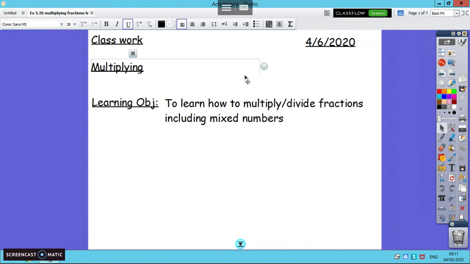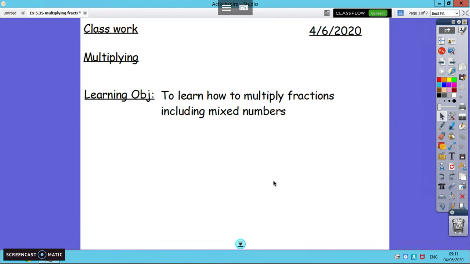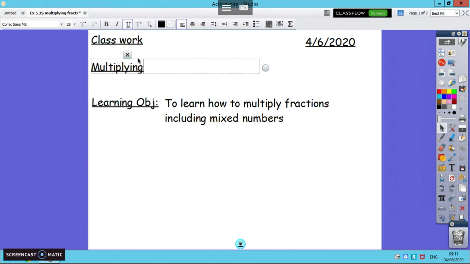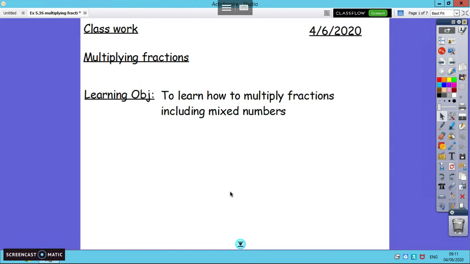So if I just get rid of that, and if I just get rid of that, then that's all correct. Okay, so we're just going to do multiplying fractions today. So that's your title and your date up there and your learning objectives. If you want to pause the video and write those down, please do that now.